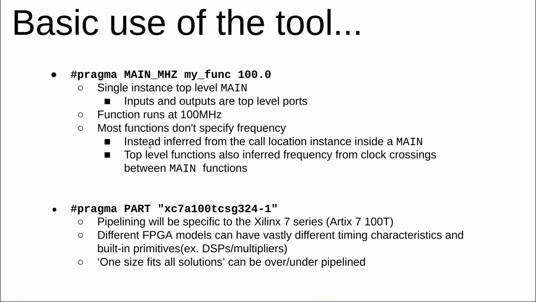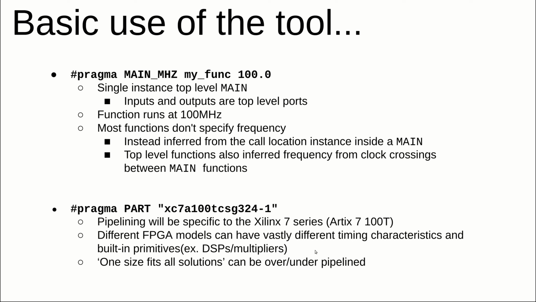So to get started with PipelineC, you only need one or two pragmas here. The first one being this main megahertz that you saw on the last slide. You're giving what is a top-level function name. So your function input and return output are top-level inputs and outputs, like that would go off chip, things like that. And then you're specifying an operating frequency. So you're saying this is going to run at 100 megahertz.